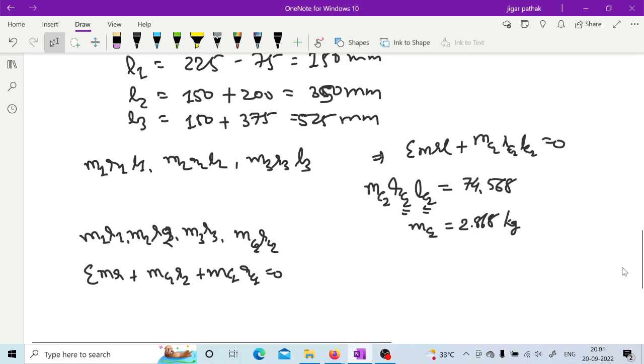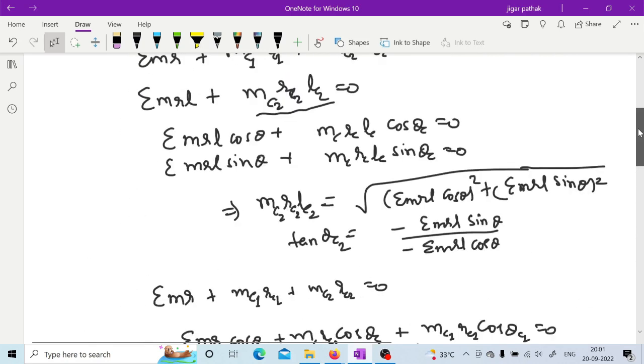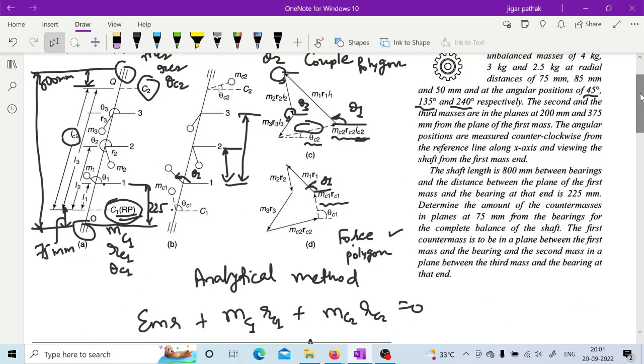Mostly it will also make the same angle if you check here, because in the force polygon and the couple polygon it is in the same direction. If you can see here, can you see this?